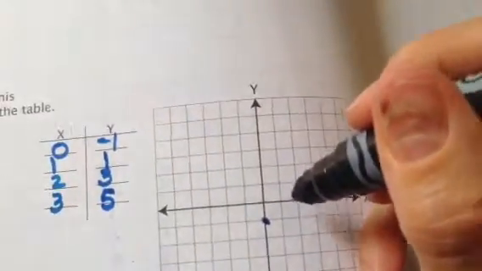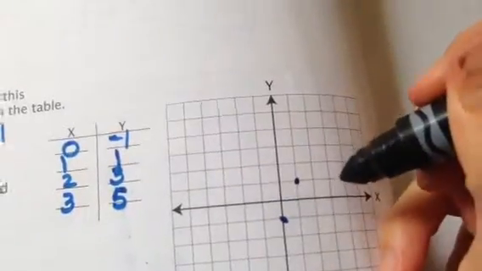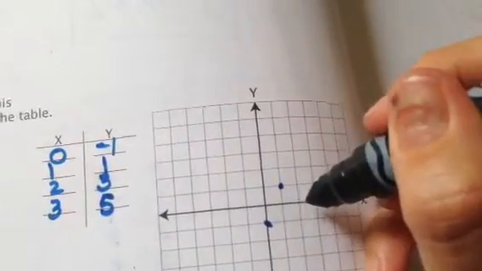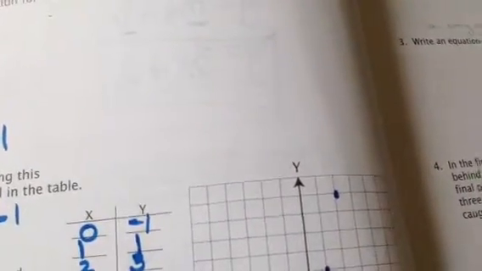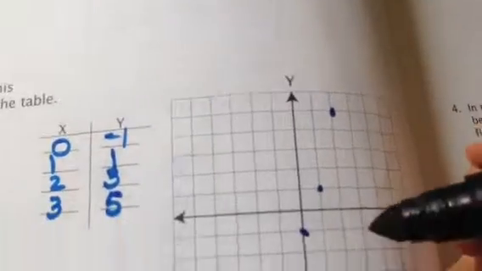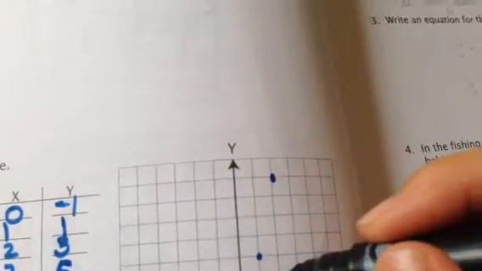There it is. 1, 1. 2, 5. So you're going to go over 2 and up 5. 1, 2, 3, 4, 5. There it is. And is that it? Did I skip 2, 3? I did. I can't look through my screen. Shame on me. 2, 3.